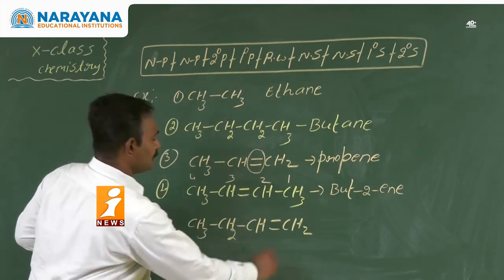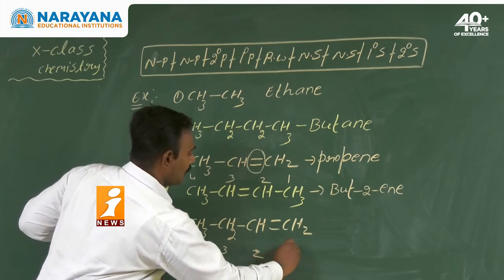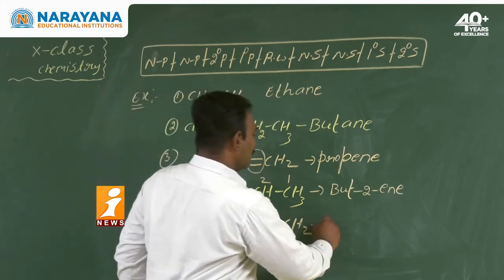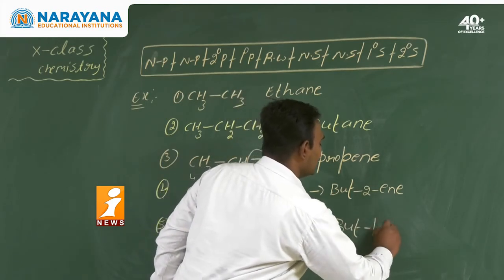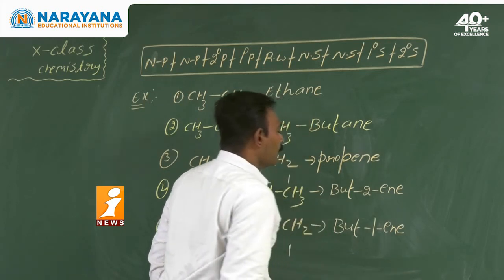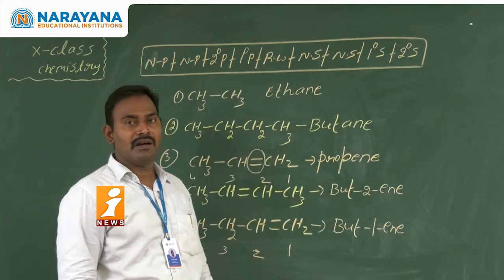Then coming to here, numbering 1, 2, 3, 4. So the name of this compound is but-1-ene. Otherwise we can write 1-butene also.